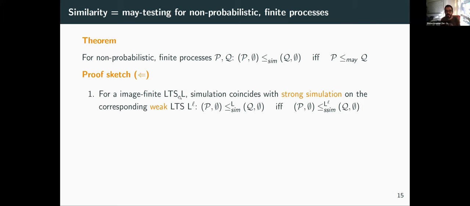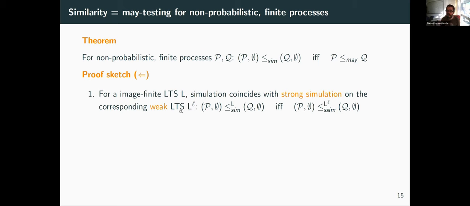So we're taking an LTS, which is image finite, which will be the case because we have finite processes. And for this, the simulation relation coincides with strong simulation. So in simulation, we have this silent action, the internal actions that are kind of not considered. And this coincides with strong simulation on a corresponding LTS, which I call the weak LTS.